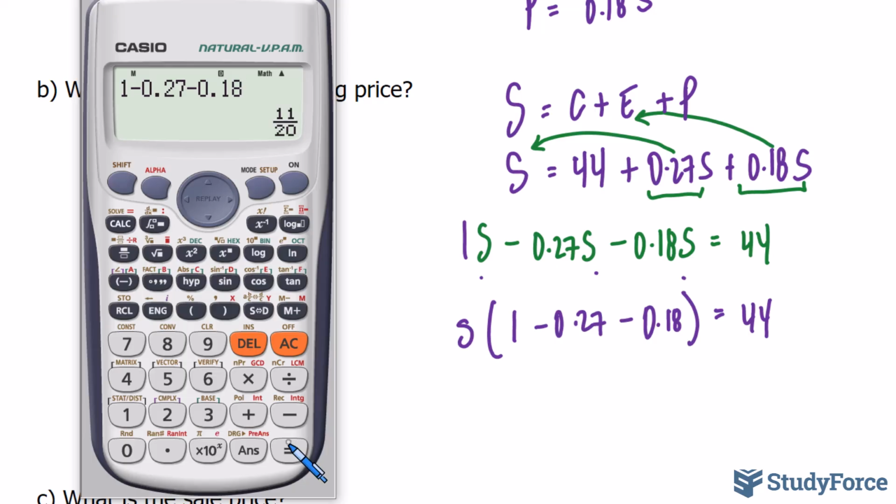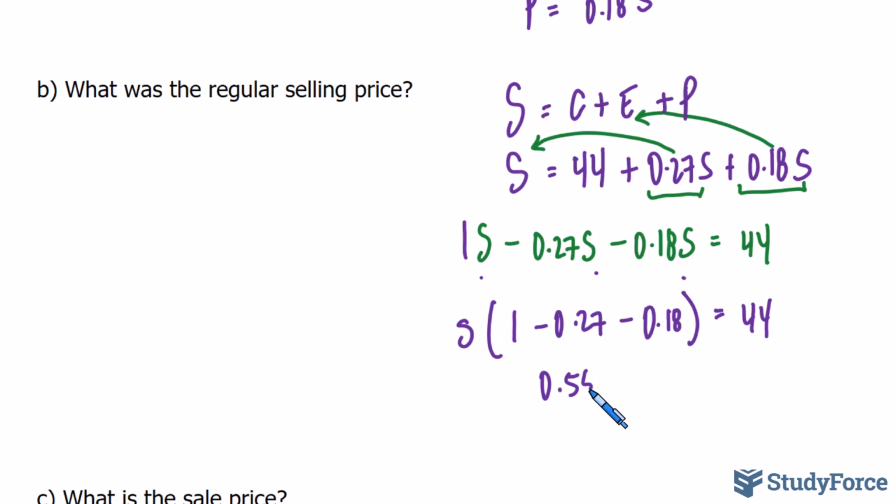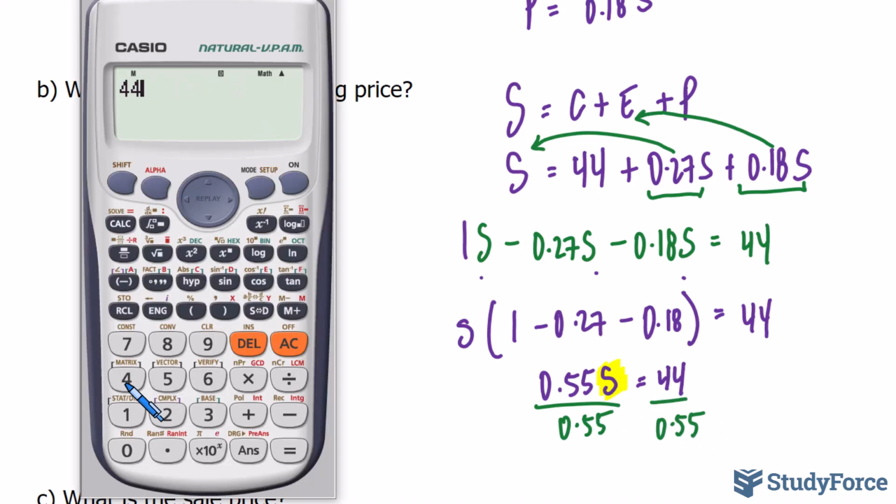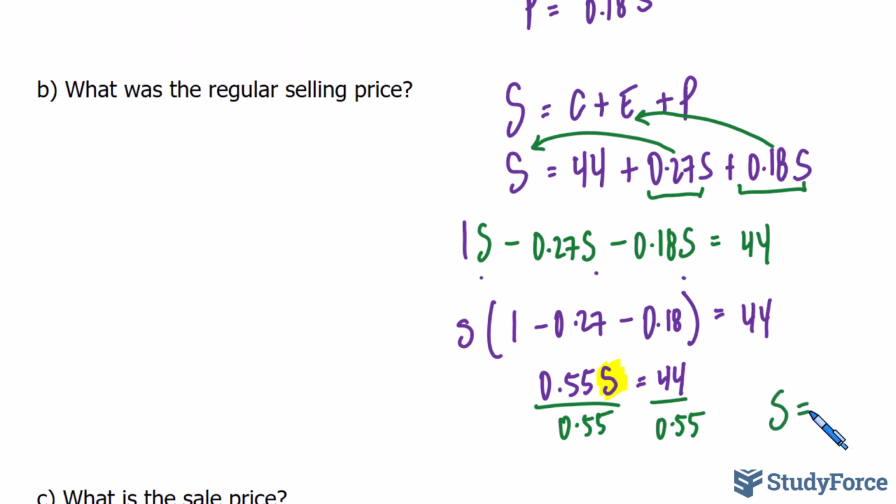So, computing that, we end up getting 0.55S is equal to 44. S is what we're looking for. So we'll divide both sides now of this equation by 0.55. And we'll find out what we were selling this for before any discounts. 44 divided by 0.55, and we end up getting a selling price, or S is equal to $80. That's what we were selling it for without giving the customers any discount.